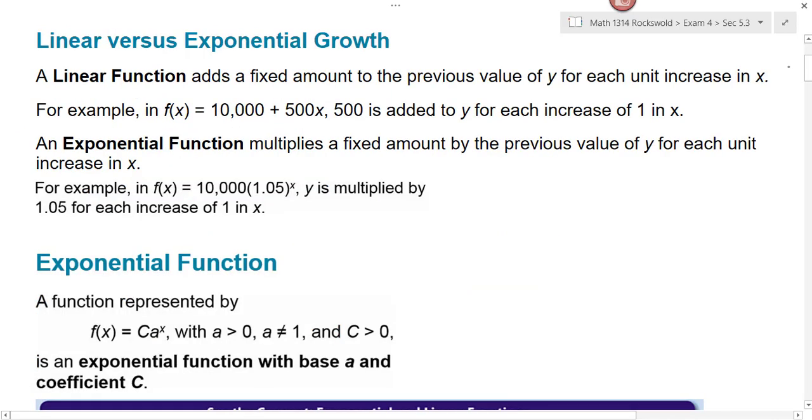A linear function adds a fixed amount to the previous value of y for each unit increase in x. For example, if we have f of x equals 10,000 plus 500x, 500 is added to y for each increase of 1 unit in x. An exponential function multiplies a fixed amount by the previous value of y for each unit increase in x. For example, in f of x equals 10,000 times 1.05 raised to a power of x, y is multiplied by 1.05 for each increase of 1 unit in x.